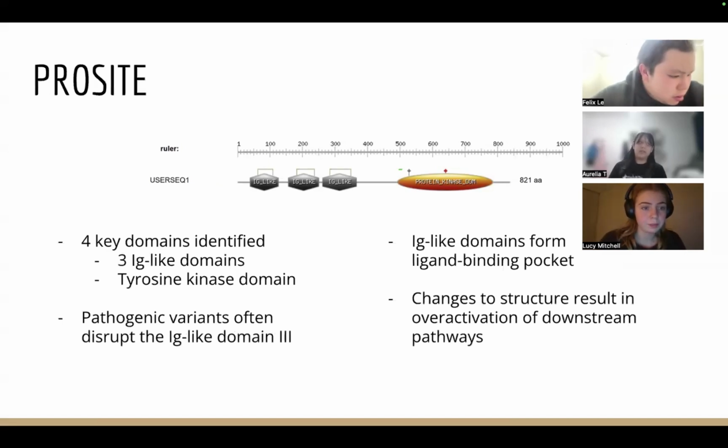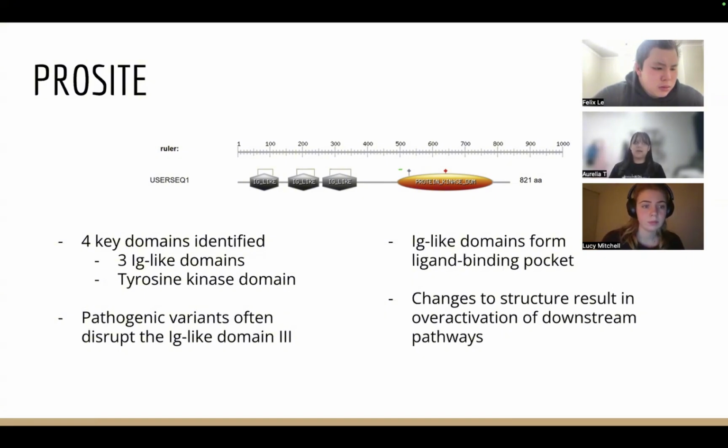Referring to published literature, we found that many of these pathogenic missense variants occur in or near the functional domains of the FGFR2 protein, most commonly Ig-like domain 3. With this in mind, we conducted protein domain analysis using ProSite to gain a deeper understanding of the functional domains in FGFR2 and how mutations can affect their structure and function. By inputting the amino acid sequence, ProSite is able to output the series of functional domains in a protein through comparison of conserved sequences of known domains. In FGFR2, 3 Ig-like domains and a protein kinase, or more specifically, a tyrosine kinase domain, were identified.